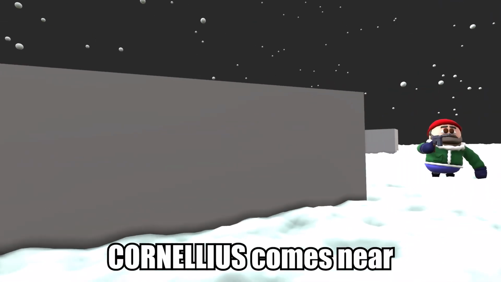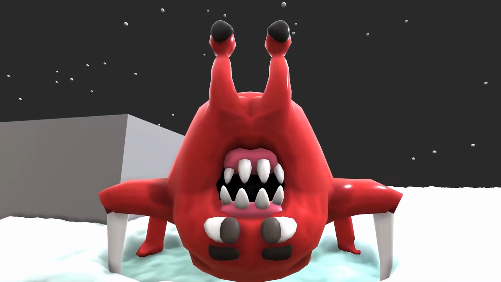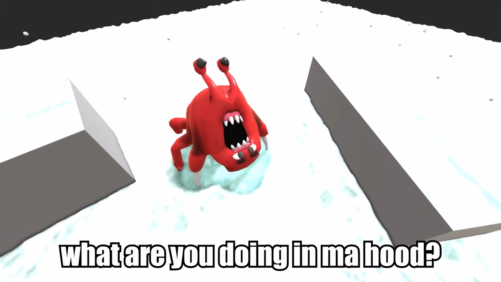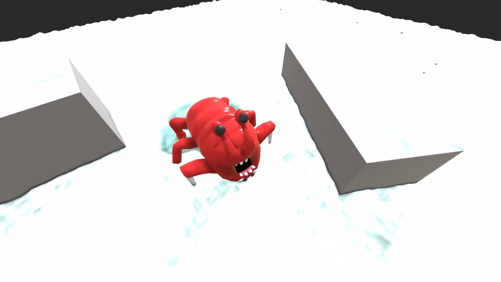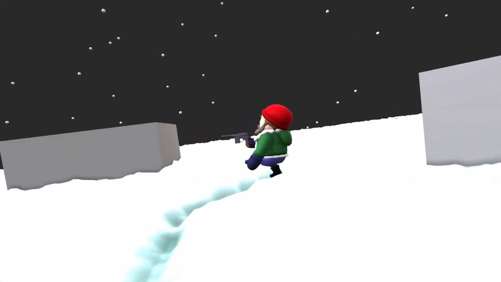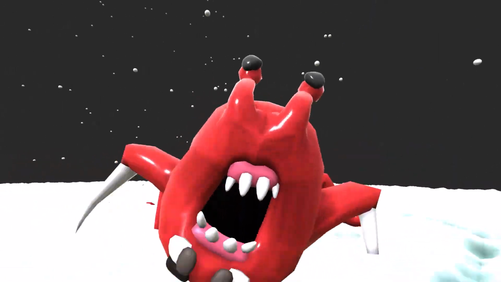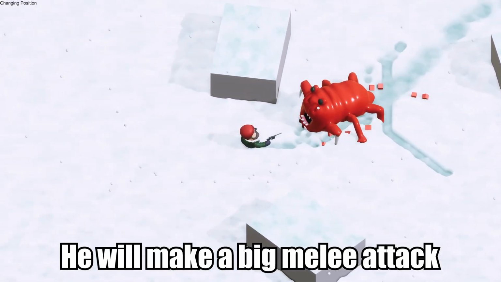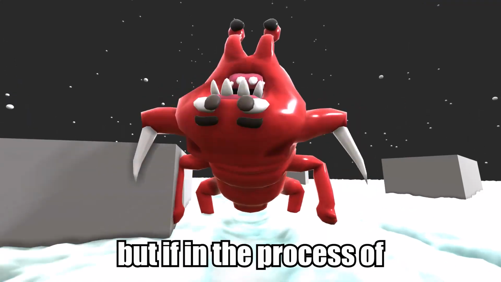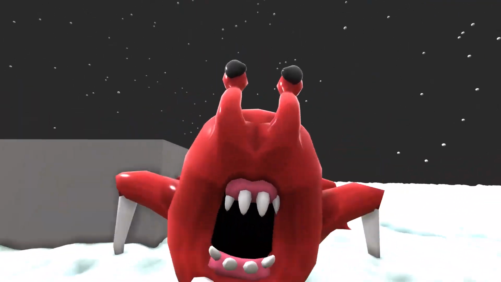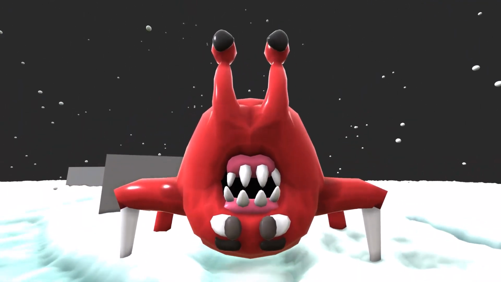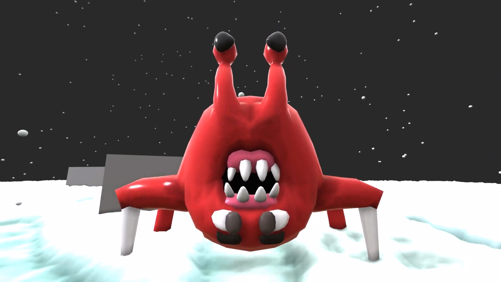Then Cornelius comes near. Senti goes crazy like, "Hey, what up, bro? What are you doing in my hood, bro?" Then Senti just runs like crazy towards the character. Once Senti is close enough, he will make a big melee attack. But if in the process of chasing, Cornelius gets far enough, then Senti gets back to the idle state.